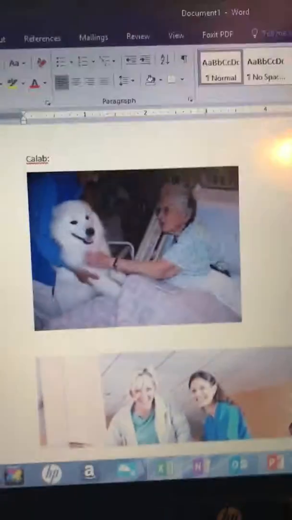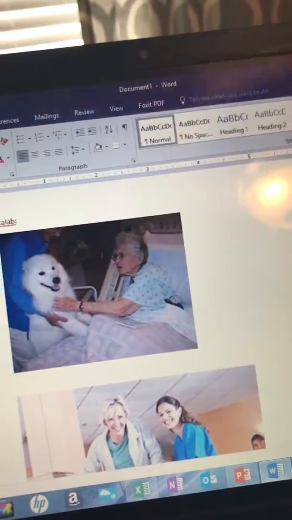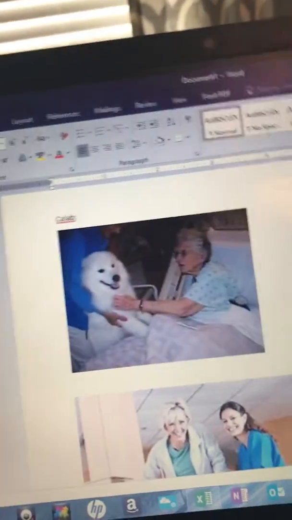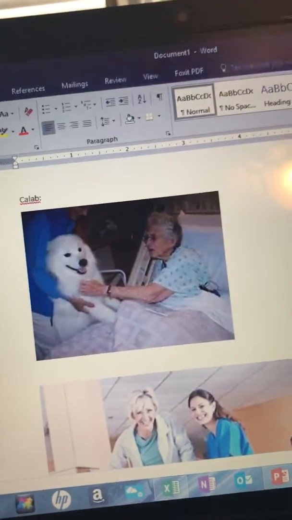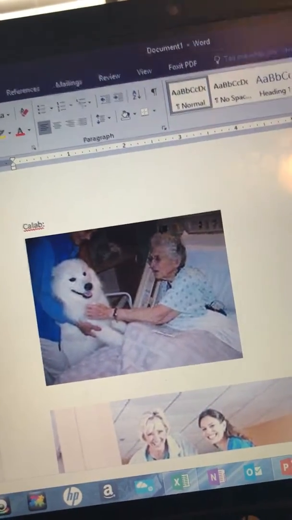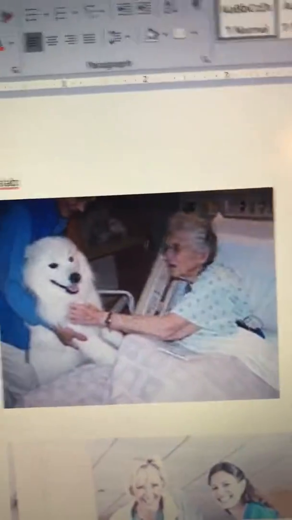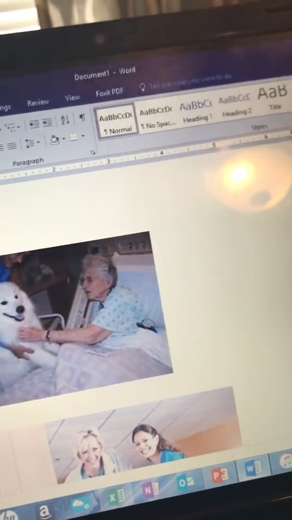This first picture illustrates fun, joy, happiness to our patient. Looks like someone brought in a dog. She's interacting with the puppy, touching the puppy, smiling. So we want to illustrate that we can bring happiness and joy to our patients.